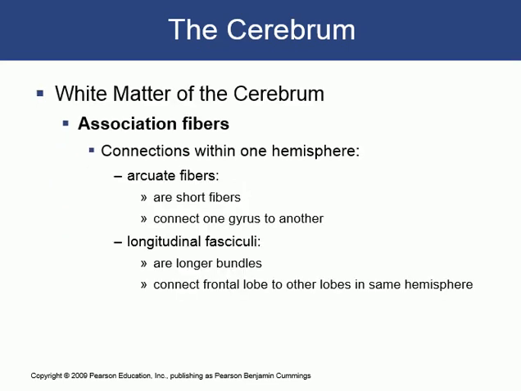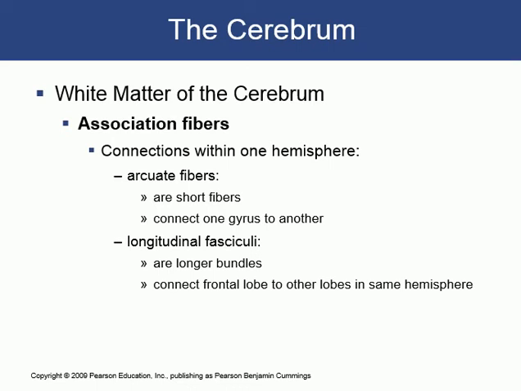Association fibers are the fibers that connect within one hemisphere. This is the right hemisphere, this is the left hemisphere. Within one hemisphere, the connection between different parts is called association fibers. Short fibers, like from gray to gray, are called the arcuate. And the longitudinal ones connect one lobe to the other.